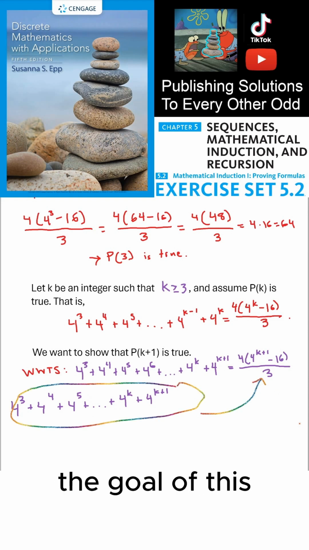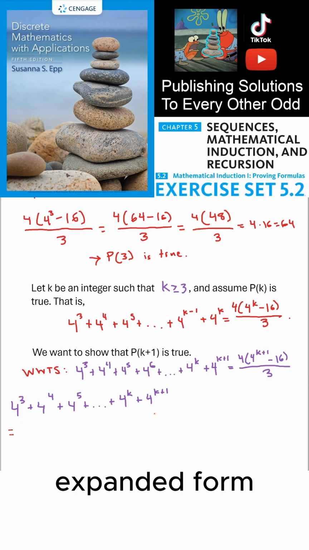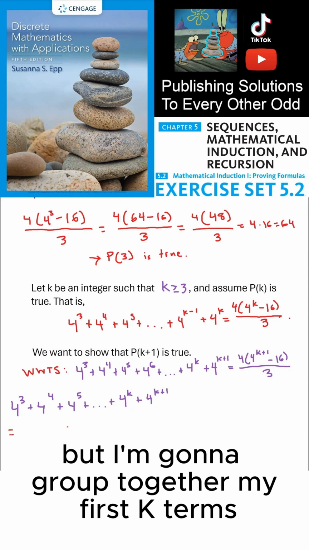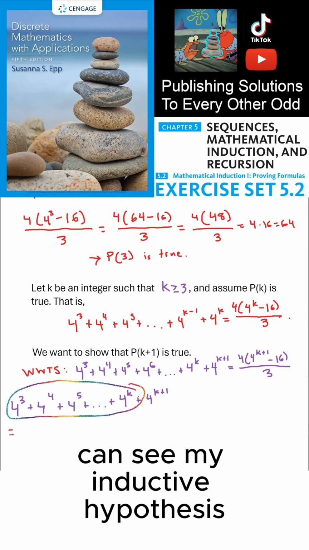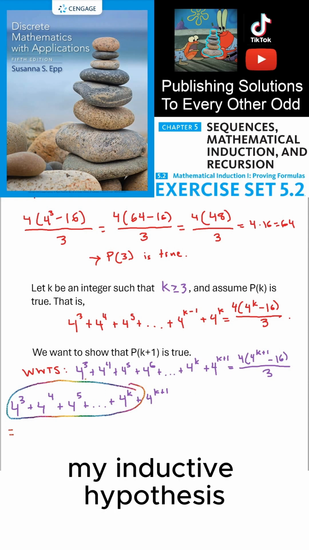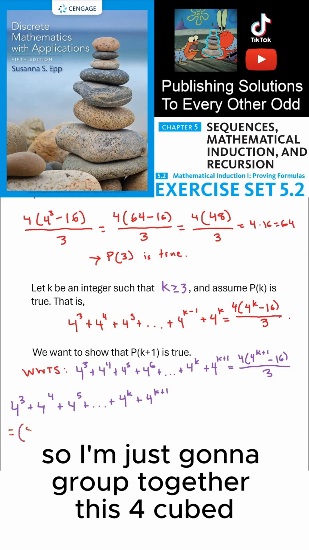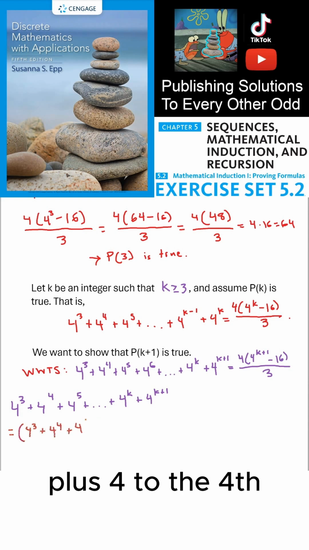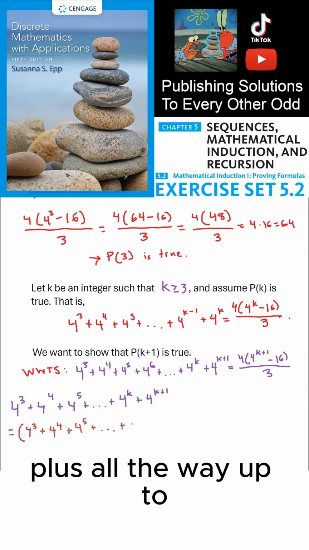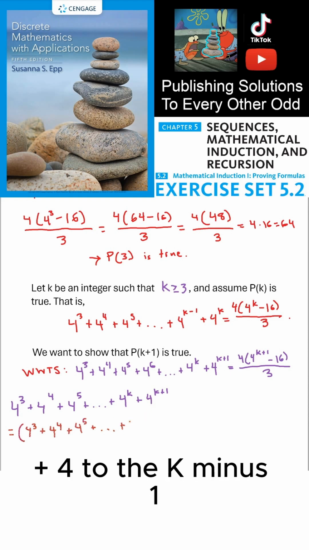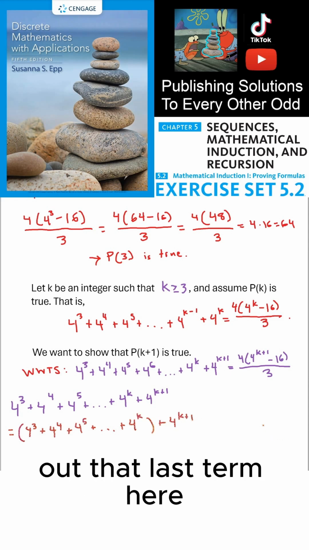That's the goal of this inductive step. So the first thing I'm going to do is rewrite this expanded form, but I'm going to group together my first k terms. And that's because I can see my inductive hypothesis, at least the left-hand side of my inductive hypothesis, in this series. So I'm just going to group together this 4 cubed plus 4 to the 4th plus 4 to the 5th plus 4 to the 6th plus 4 to the 7th plus all the way up to 4 to the k minus 2 plus 4 to the k minus 1 plus 4 to the k, and then plus 4 to the k plus 1. So I'm just pulling out that last term here.